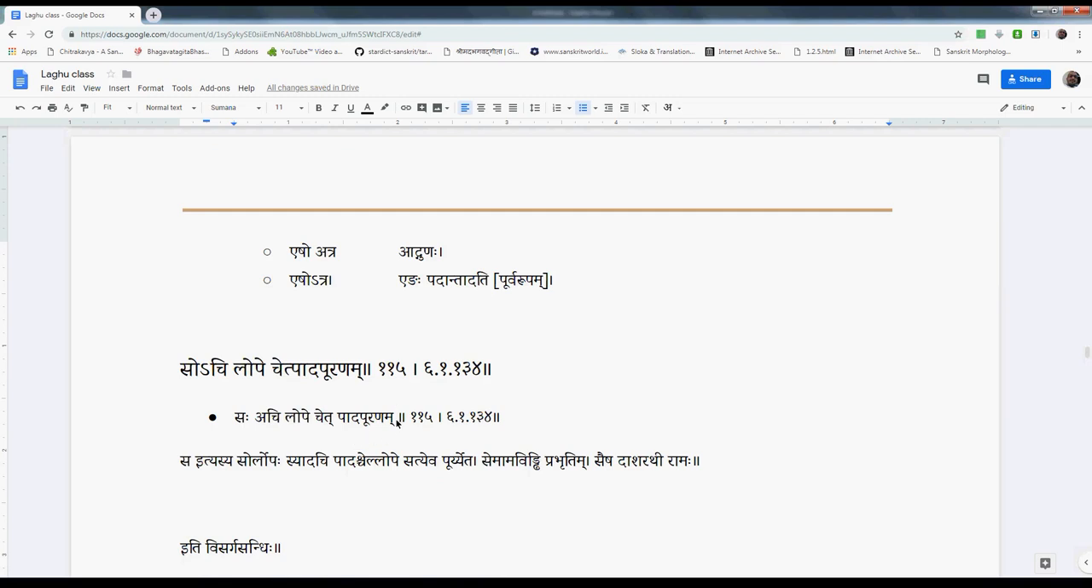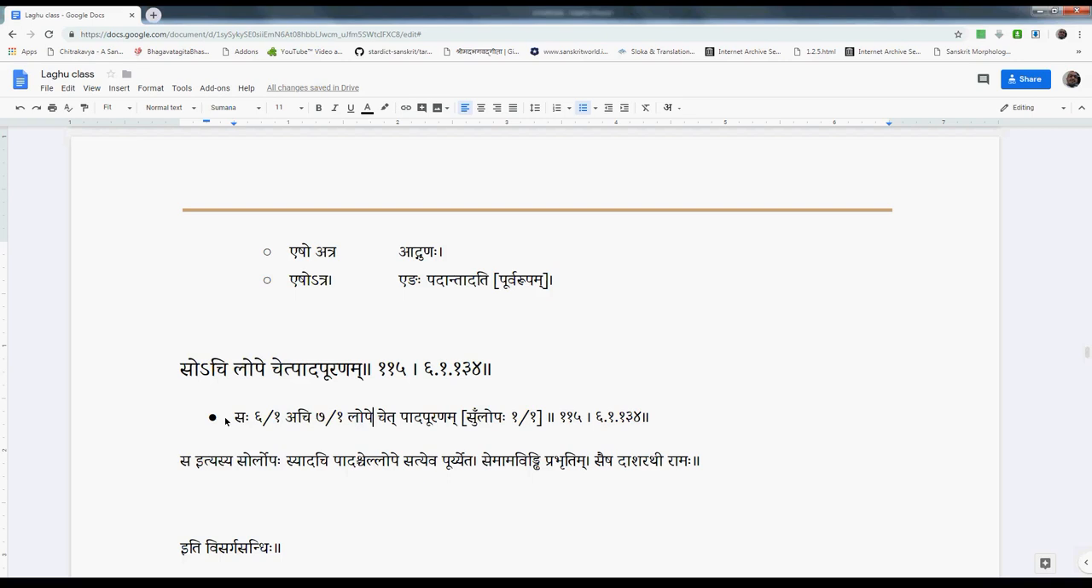So what is the Anuvritti here? This only, Sulopaha. So Sulopaha is the Adesha. Sulopaha Bhavati, Achi Pare. Padapuranam is in a shloka kind of situation where you have to meet the chanda. Not Sakarasya, but Saha, which is the form of the Tad Shabda in the masculine. Only when Saha is there and a vowel follows, what happens? Lope Chet.